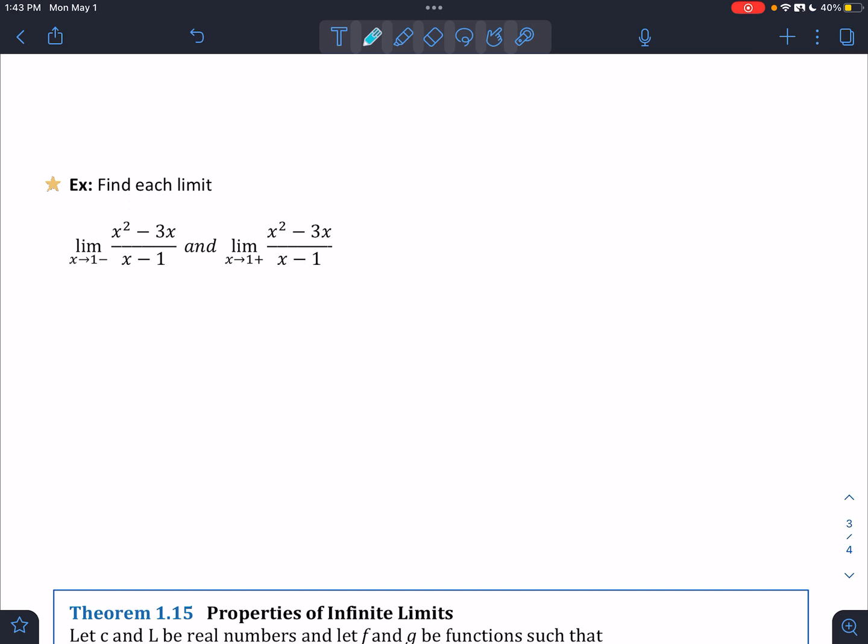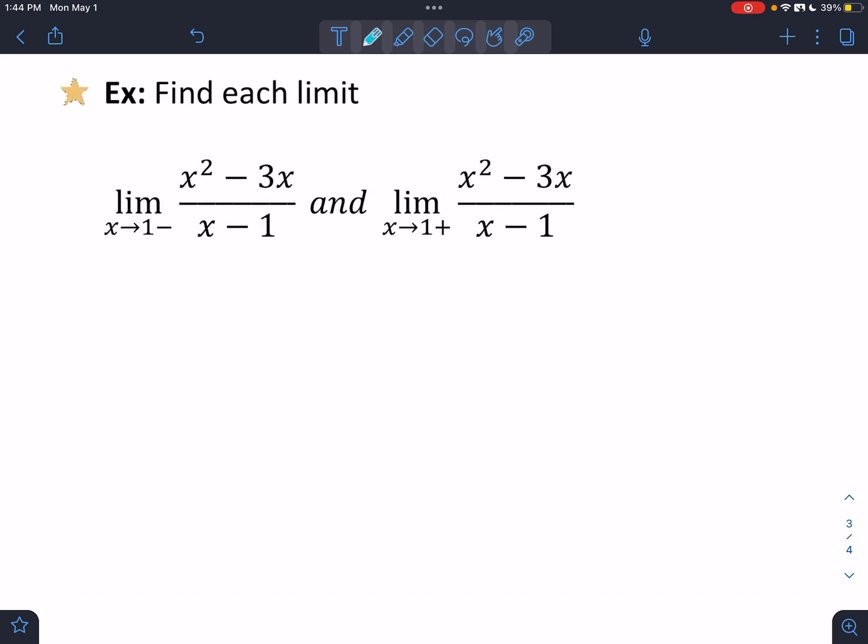Okay, so let's take a look at this guy. They've asked us to find two limits, the left limit and the right limit of the same function. And I'm just going to rewrite this function so that it's in factored format as x times x minus 3 over x minus 1, just so I can check to see if anything cancels out. Does anything cancel out? No.